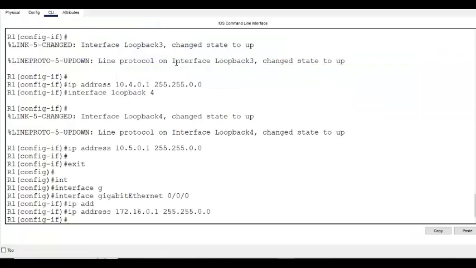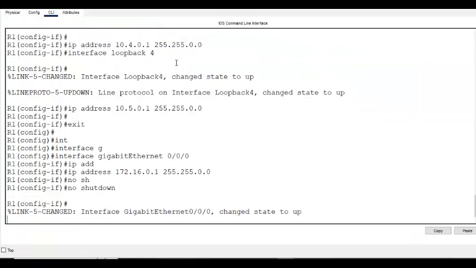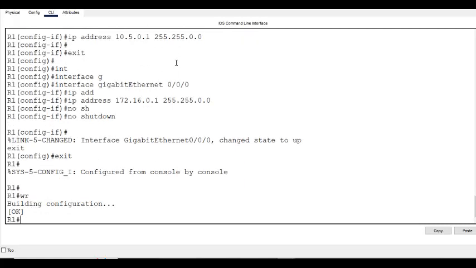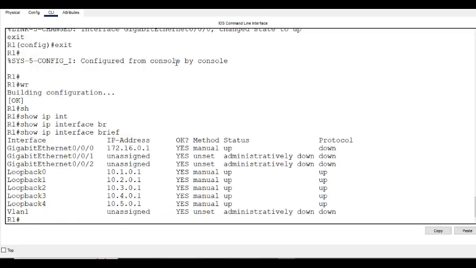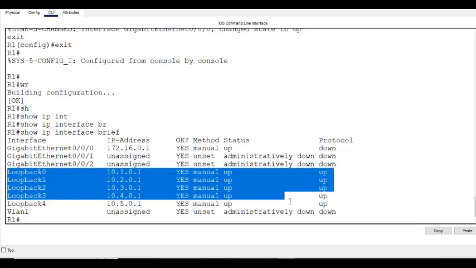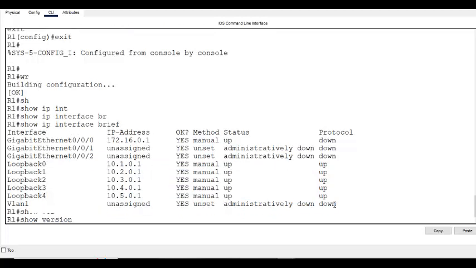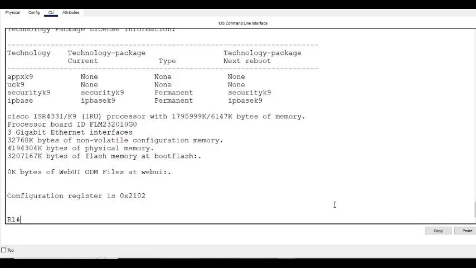Now, I want you to verify before you go to the second router. Listen carefully. Show IP interface brief. Look at this. These interfaces were not there before. When we created them, they got created. Show version command will show you how many interfaces exist. You see, it still shows only the 3 physical interfaces. It won't show you virtual interfaces.